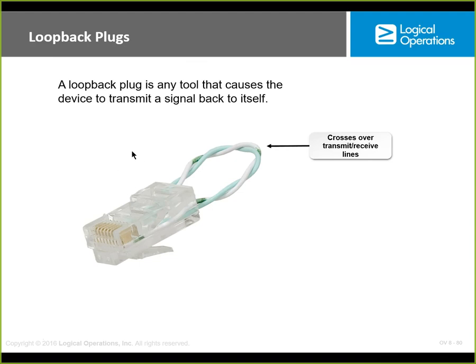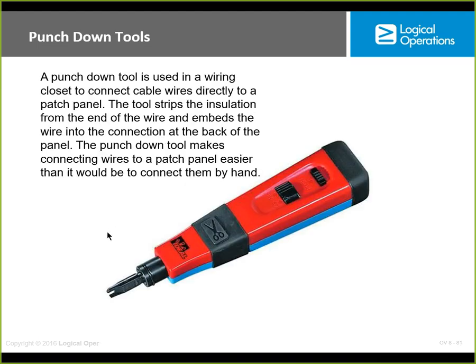Loopback plugs. I think we've talked about this before. What it does on the RJ45 is loop back the transmit to the receive, crossing over these two, so that we can see if the signal is going out and coming back in to the RJ45 port.